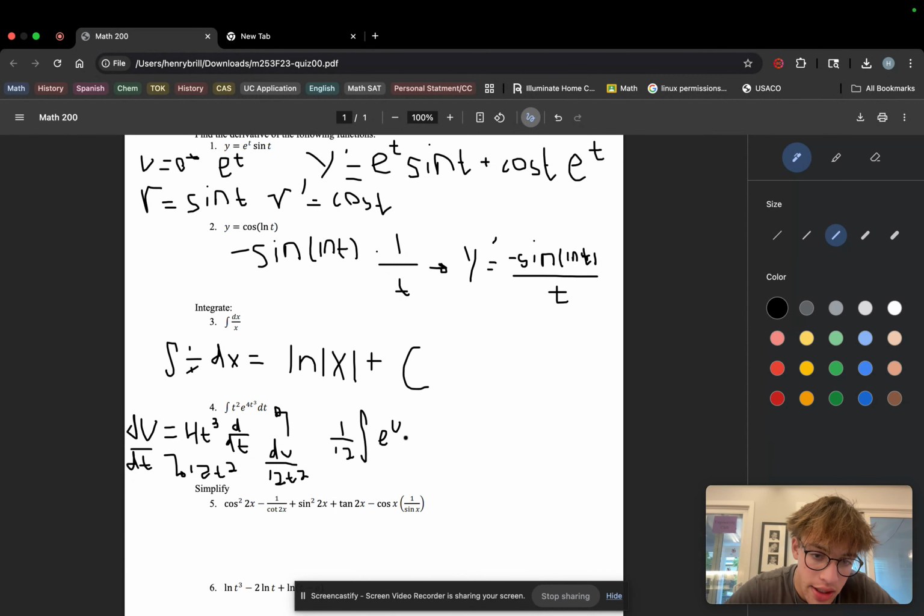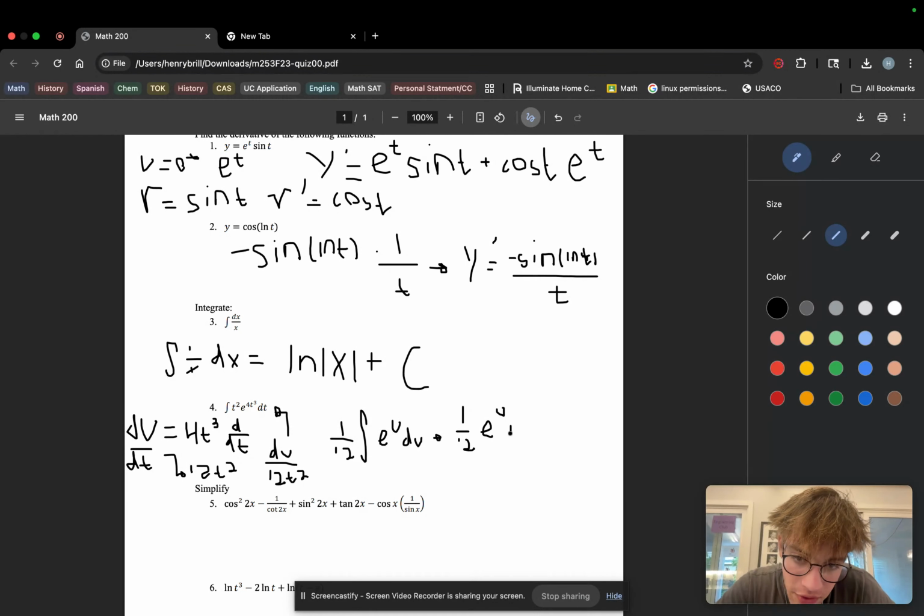Du, and we know the integral of e to the u is just e to the u. So now we get 1 over 12 times e to the u plus c.